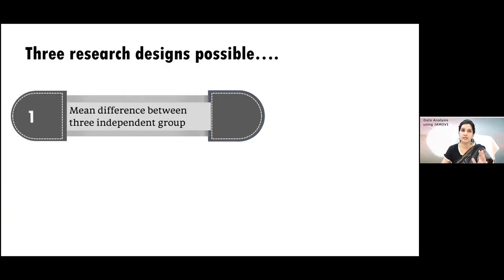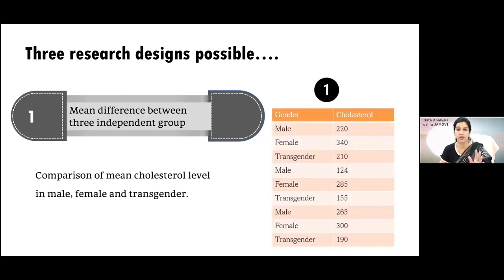So 3 research designs are possible, and we have seen this in the independent sample t-test also. The first was the mean difference between 3 groups. So you can see here there are 3 groups. Gender: there is a male, there is a female, and there is a transgender. So there are 3 levels here. And if I want to compare the mean cholesterol level, which is a continuous variable, across the male, female, and transgender, then I can apply one-way ANOVA.